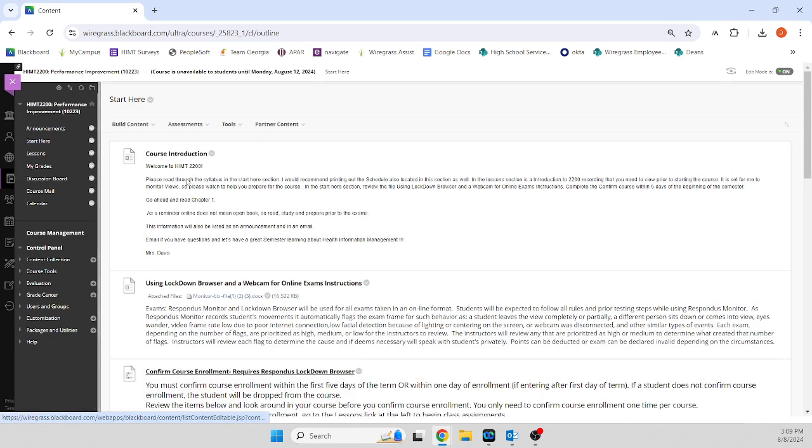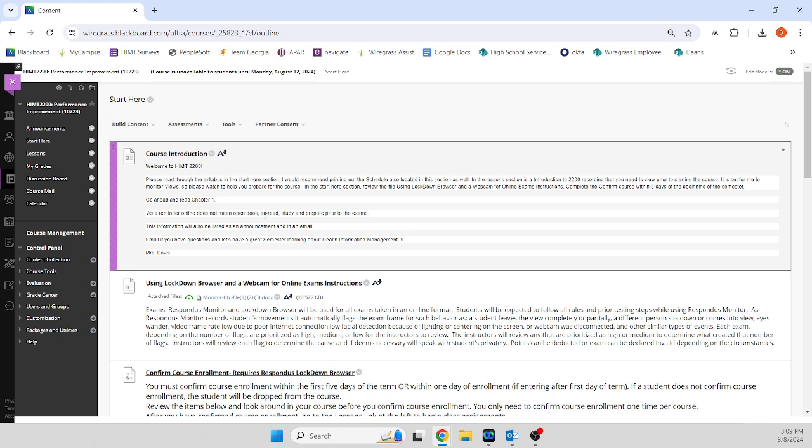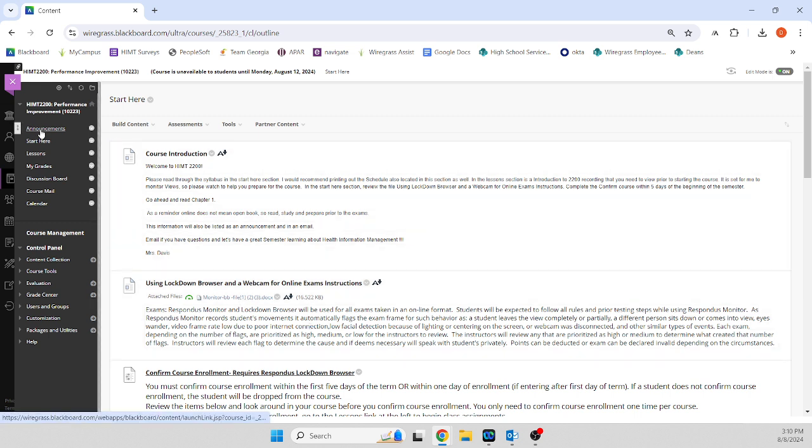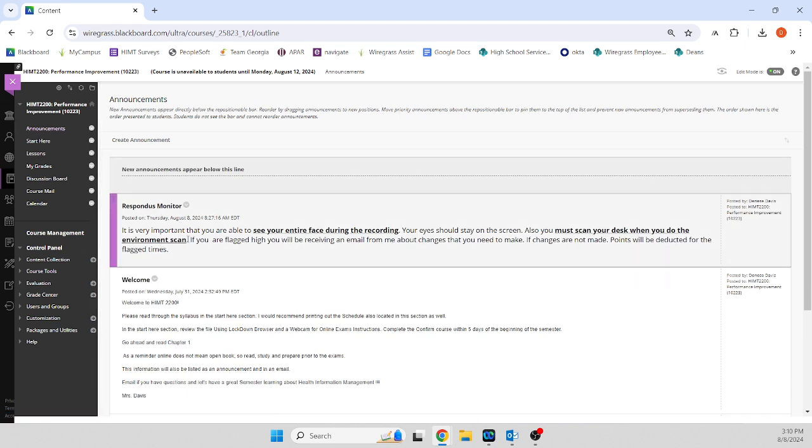So let's start with the Start Here section. Here again is the same information. Here's your information about Lockdown Browser and the webcam. You will need to have that for your exams only. It's not for your test. There are 2 sheets for you to read, but I did put an announcement on here that's just some important things that go along with it.